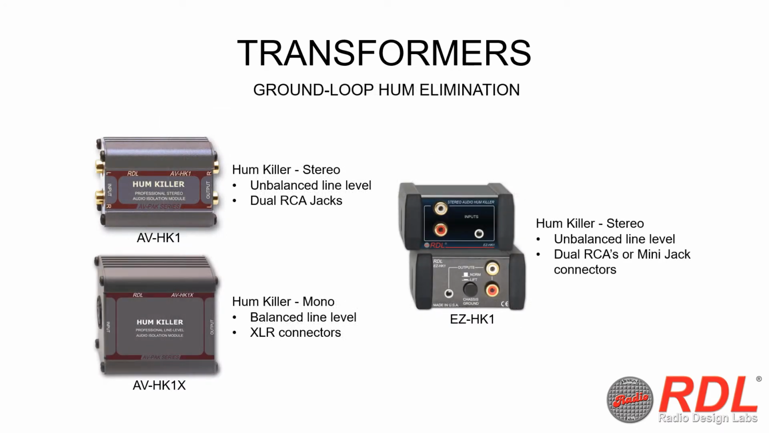Here are some hum killers, which are transformers used for removing ground loop noise or hum in a signal. The AVHK1 is a stereo hum killer with unbalanced inputs and outputs on RCA jacks. The AVHK1X is a mono hum killer with a balanced XLR input and output. And the EZHK1 is a stereo hum killer with unbalanced inputs and outputs with a choice of either dual RCAs or mini jacks.